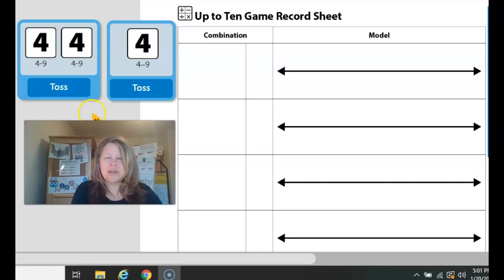All right, so the way we're going to do this game is I have 2 dice simulated here. I'm going to roll those 2 dice. So here we go. And can you guys add 8 plus 9? Remember to try to use one of the strategies that we've been working on. So, for example, I could use a doubles plus 1. I know 8 plus 8 is 16. So 8 plus 9 must be what? 17. So we're going to write 17 for our first number here.